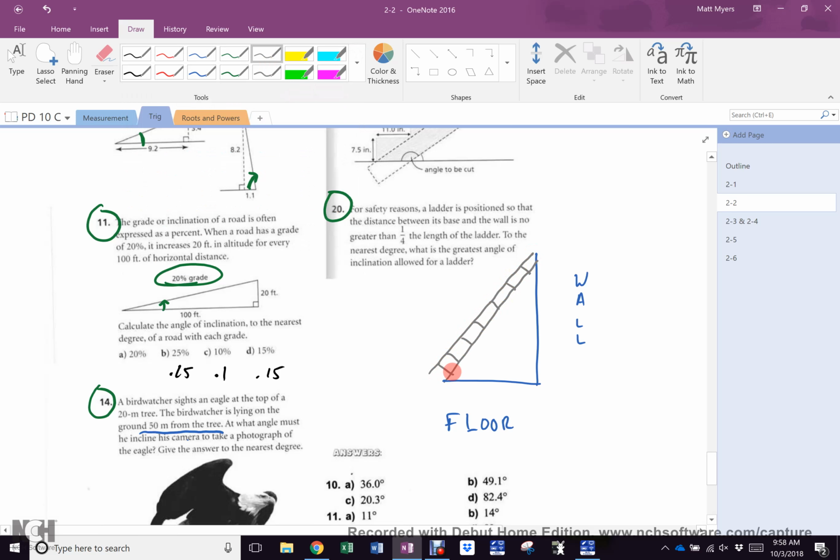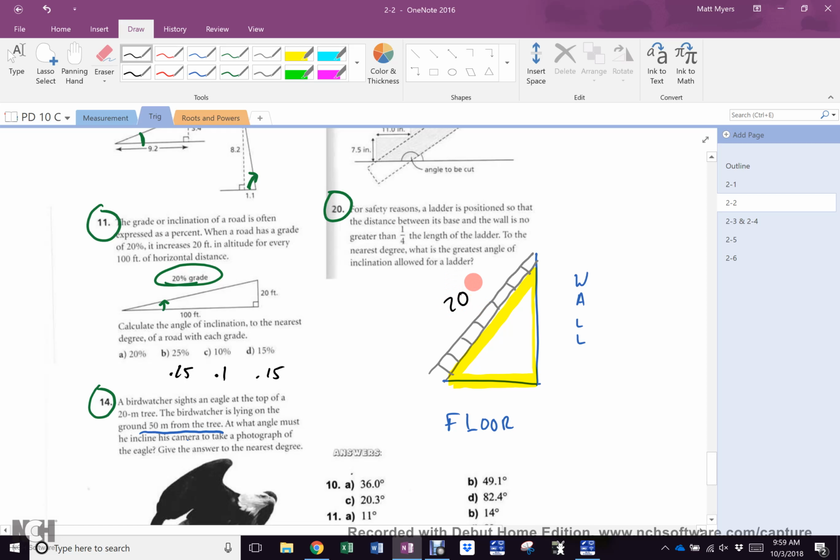Non-existent at the moment. What did I just make? A triangle. Excellent. For safety reasons, a ladder is positioned so the distance between its base and the wall is no greater than 1/4 the length of the ladder. So, do I know how long the ladder is? No. But this says for any ladder, correct? So can I give this ladder any length I want? Yes. What length would you like to give it? Say a number. 20. Great.